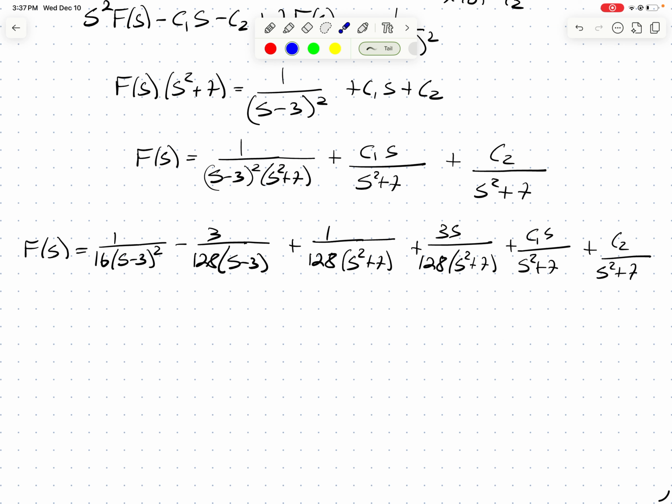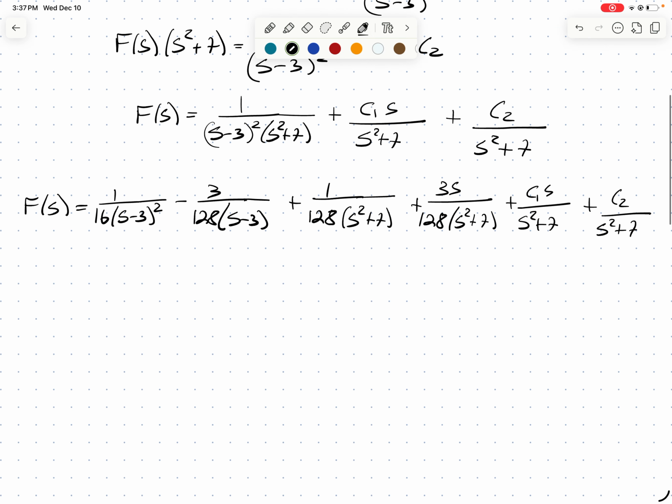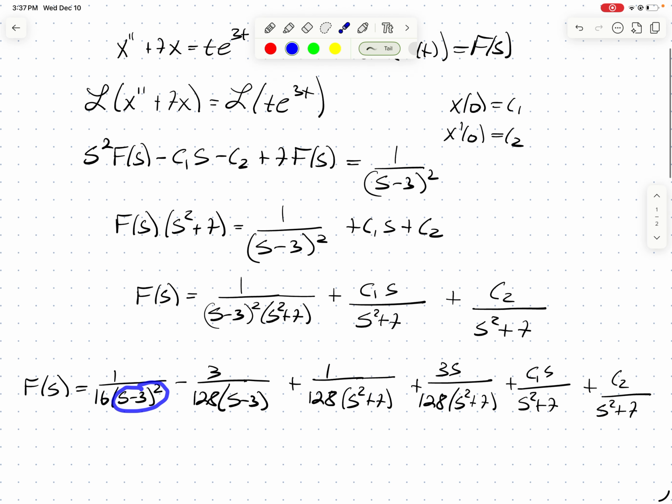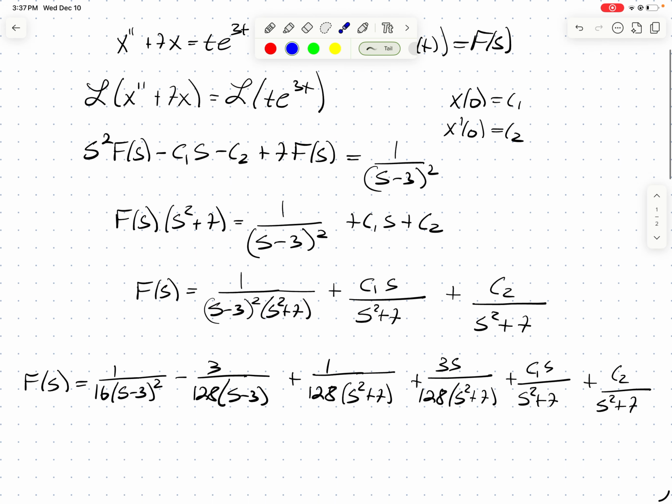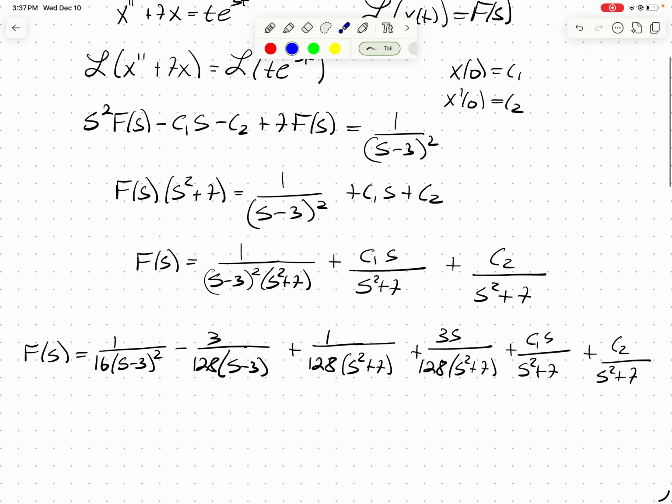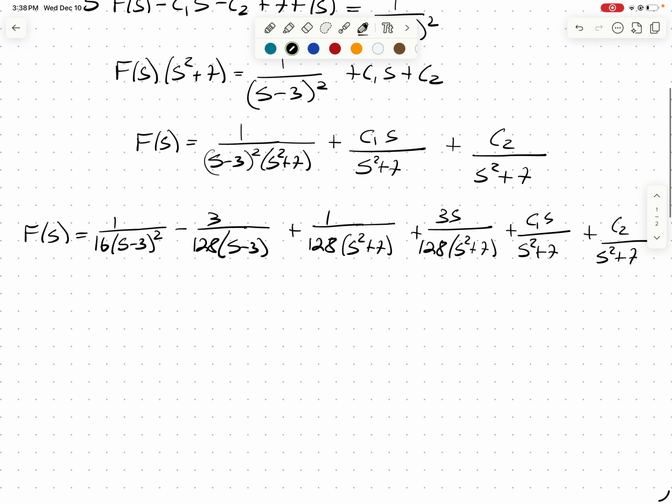All right, so now we're in a position to try and go backwards. And so when we do, hopefully you recognize this guy. When we just took the Laplace transformation of t e to the 3t, we got 1 over (s minus 3) all squared. So that one is pretty easy. We're going to get a 1 over 16 times t e to the 3t, so one down. Hopefully you recognize this 1 over (s minus 3) here. We'll carry out the constant, so minus 3 over 128 e to the 3t. That's that one. And then now we're going to start working on these guys.